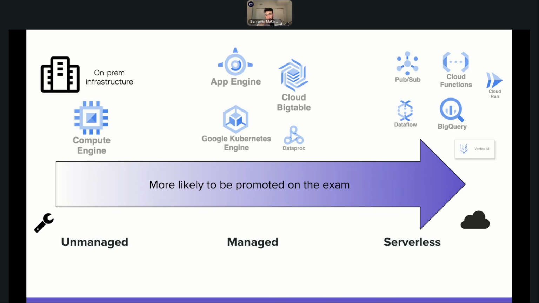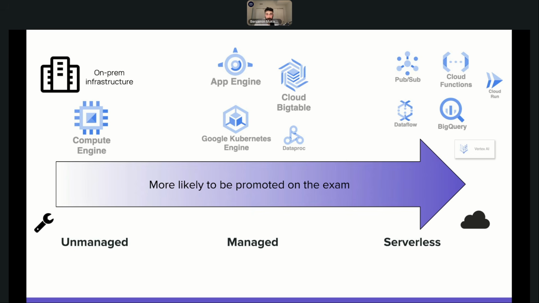But in general, this is the spectrum that you want to pay attention to. Think about, okay, when I'm learning a service, does it count as managed? Does it count as serverless? How much of the actual operation of the service itself am I responsible for if I'm using it on GCP? And that will really help you as you're answering exam questions.